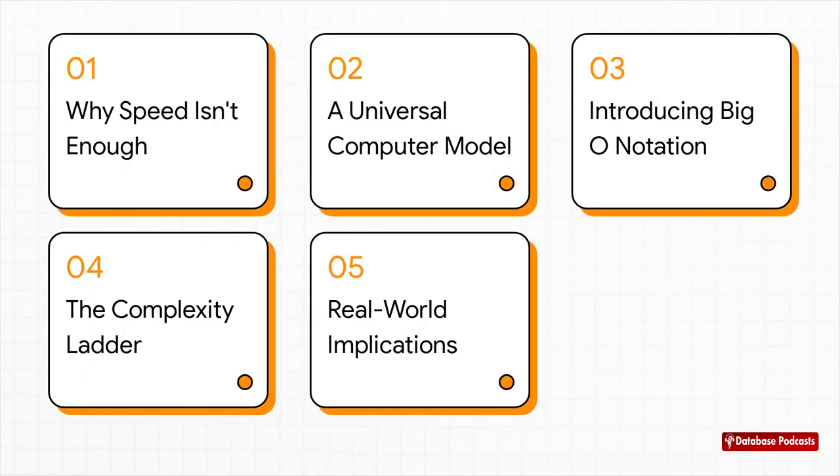Here's the game plan for this explainer. First, we're going to see exactly why just timing your code is a pretty terrible idea. Then we'll need to create a level playing field, so we'll look at a universal computer model. From there, we'll learn the language of efficiency itself, big O notation. We'll use it to climb what I call the complexity ladder. And finally, we'll bring it all home and see what this all means in the real world.